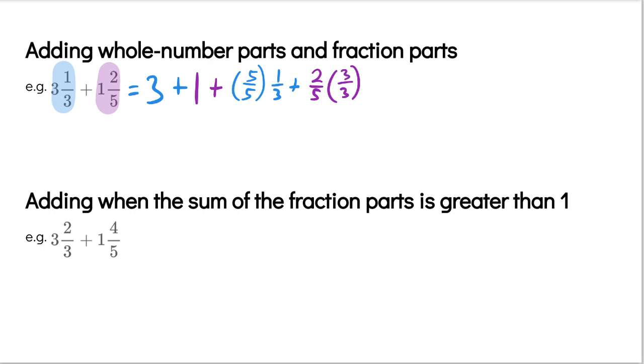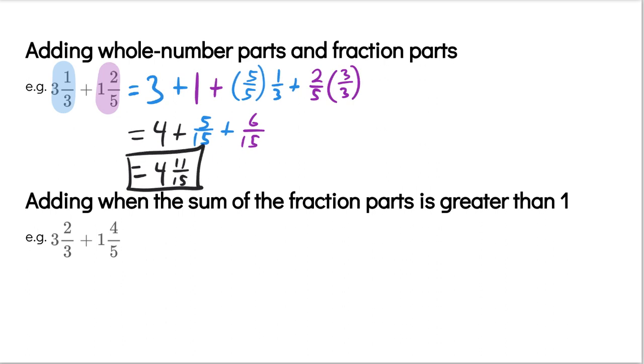So let's rewrite this now. 3 plus 1 is 4, and then let's add our fraction parts with their new equivalent fractions. So 1 times 5 is 5, so the numerator is a 5, and the denominator is 15. And then we'll add 2 times 3, which is 6, and 5 times 3 is 15. Now it should be fairly simple to add everything together. We have 4 and 11 fifteenths, and there is our final answer.